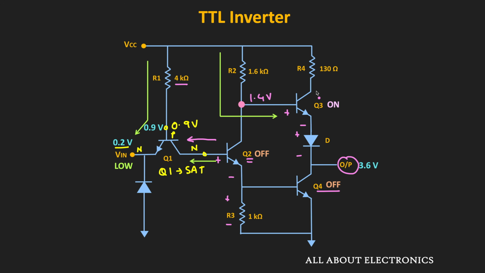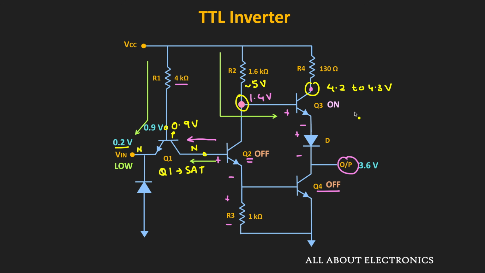For this collector base junction to be forward biased, the voltage at the collector should be at least 0.6 to 0.7 volt less than the base voltage, right? Here the base voltage is close to VCC, so we can say that it is roughly equal to 5 volt. That means the voltage at the collector should be around 4.2 to 4.3 volt. If that is the case, then this base collector junction is forward biased, otherwise it is reverse biased.